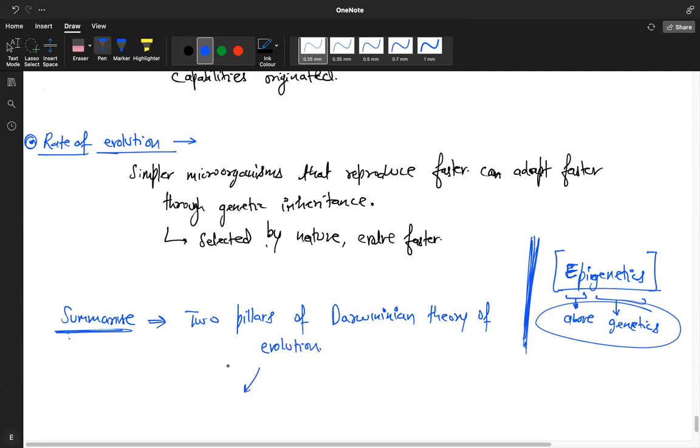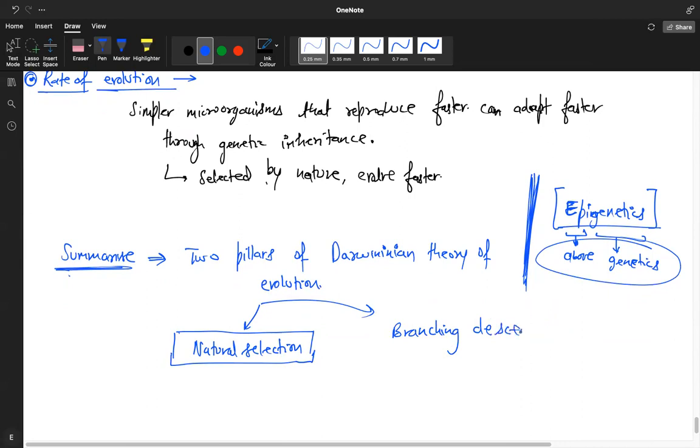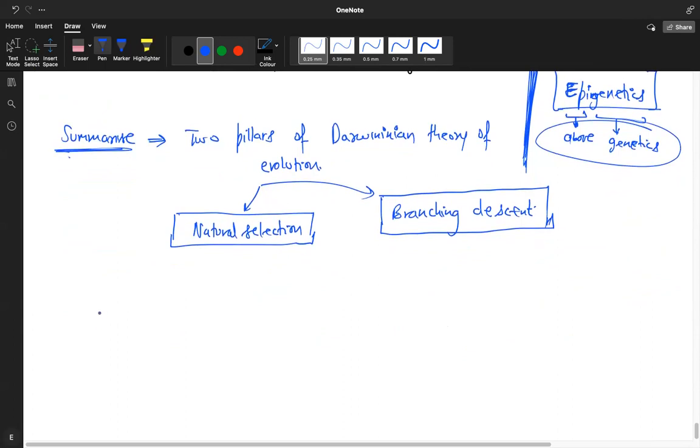One is natural selection, right? That natural selection happens regardless. The other is branching descent, that it's not linear like we show it, where from chimpanzees humans came. No, there was a branching always. Chimpanzees and humans both are parallel. They always evolved parallel. Say branching descent means like this.